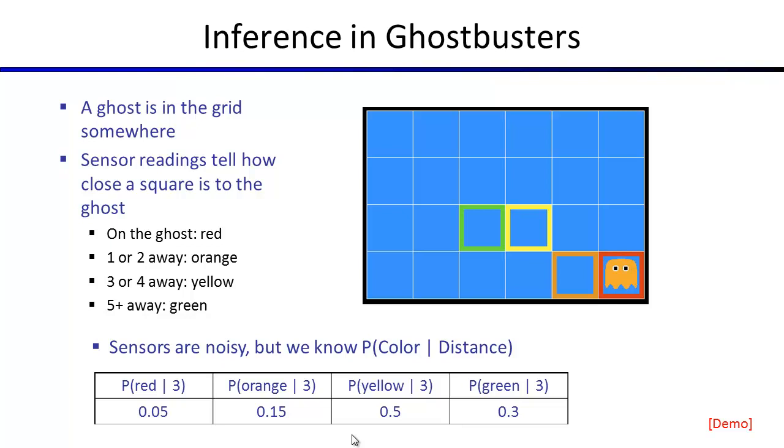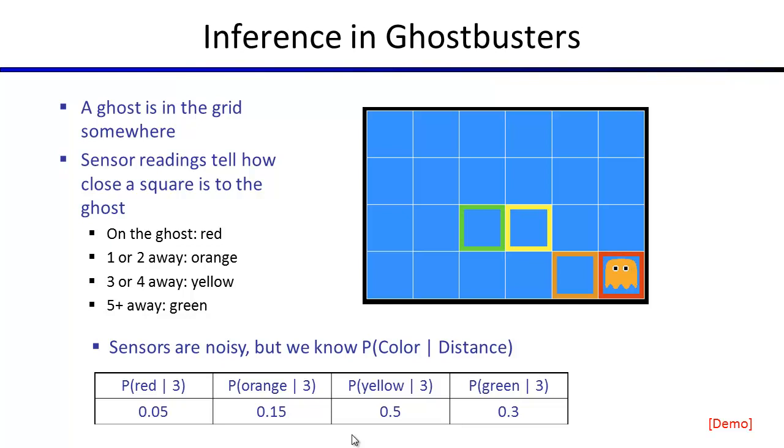We assume there's one ghost in a grid. We don't know where the ghost is. So that's a difference with what we've looked at before. We don't know the full state of the system, because the state of the system would encode where the ghost is. But instead of knowing the state, we have access to a sensor.